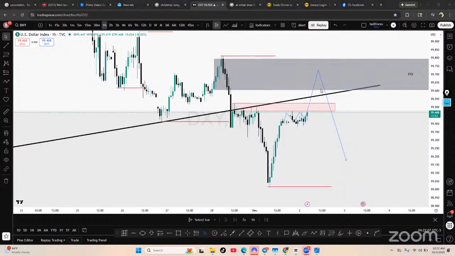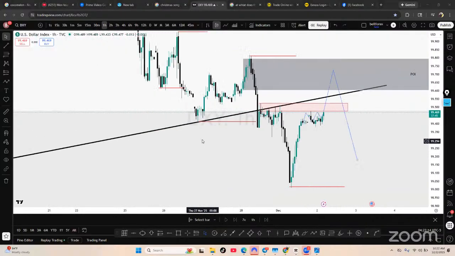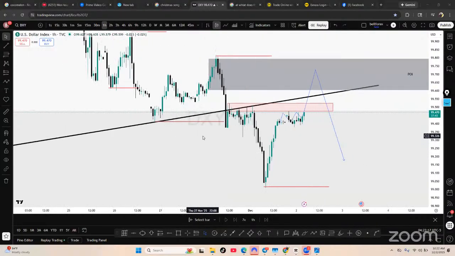What about the head and shoulder pattern? The head and shoulder pattern is seen from which time frame, please? The head and shoulder pattern is seen from which time frame?